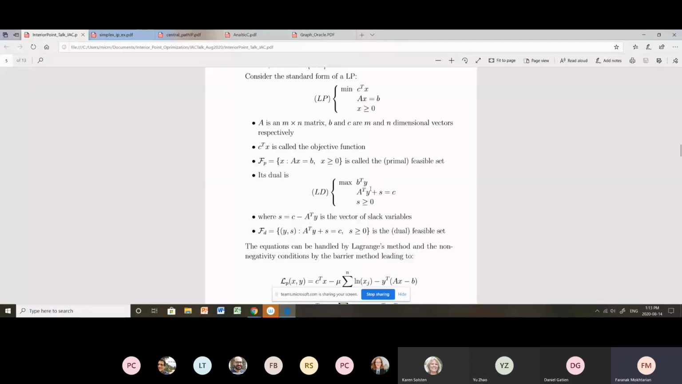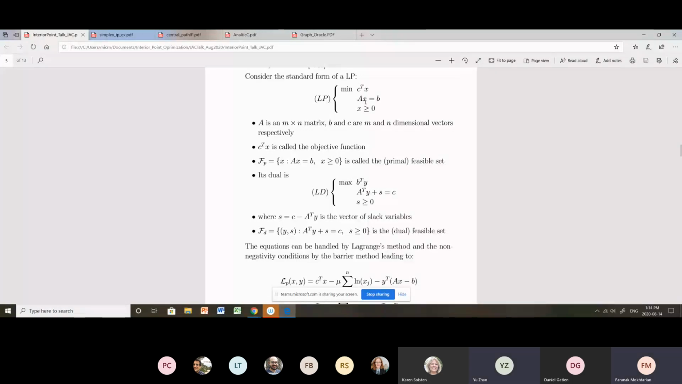And what is the relation between primal and dual? If we have an optimal solution for the minimization problem and one for the dual, the optimal values of the objective functions would be equal. In other words, if x star is an optimal solution for this, and y star is an optimal solution for this, then c transpose x star would be equal to b transpose y star. In other words, we say the duality gap is 0.